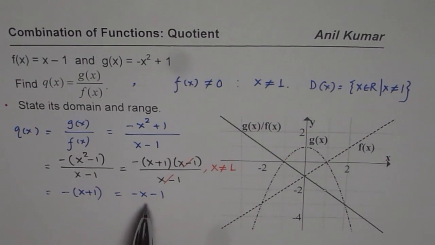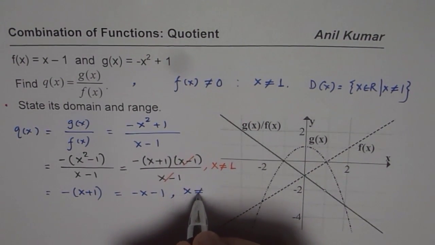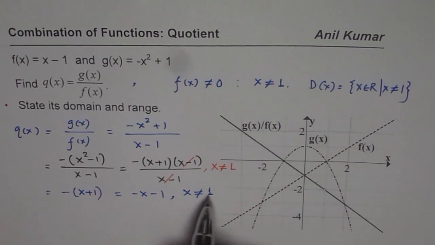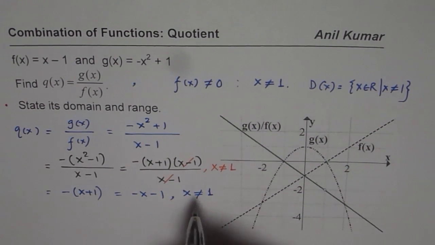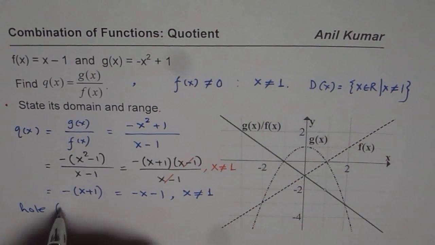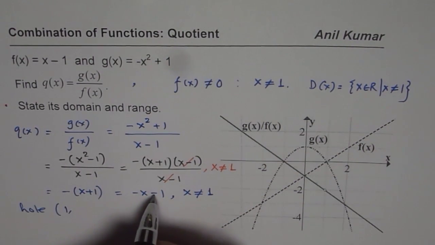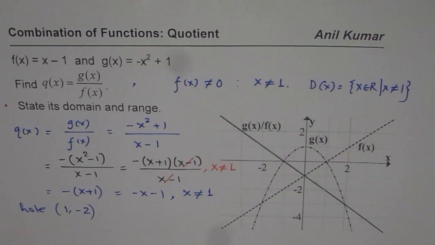Now let us try to sketch this function. This is a straight line with one restriction, and that is x is not equal to 1. At x equals 1 we have a hole, right? And the value of this hole at x equals 1 is going to be minus 2, right? If I write x equals 1 here, I get minus 2. So we have a hole at x equals 1 and the y value for the hole will be minus 2. So if I substitute 1 here, I get minus 2, right?